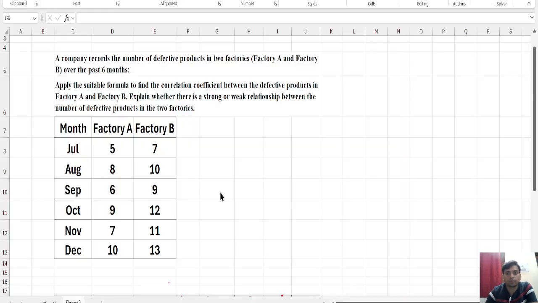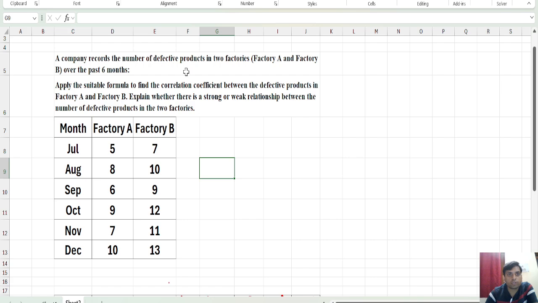Hello everyone. So in this lecture we will see a numerical on correlation. We have this numerical based on correlation.